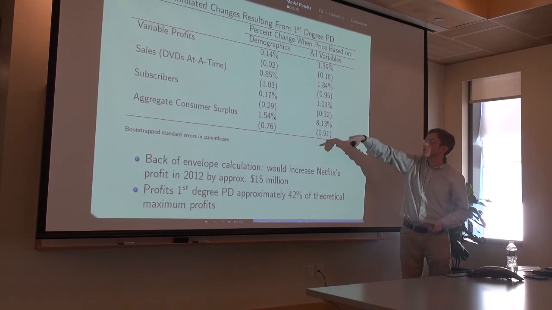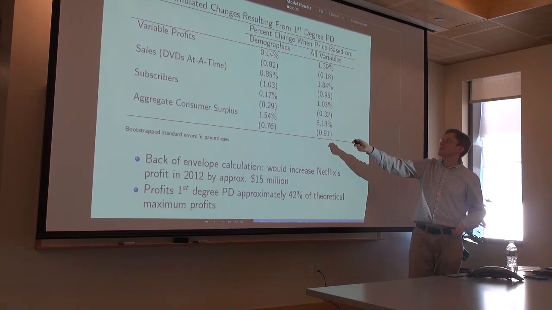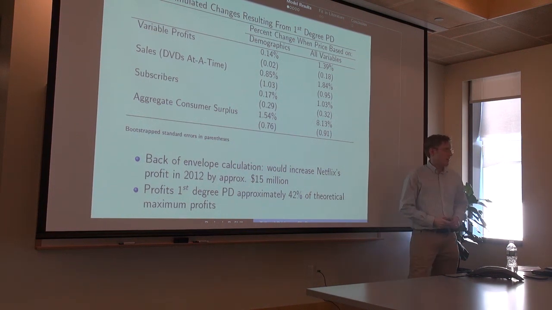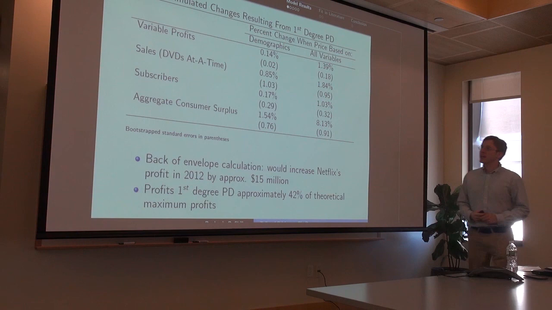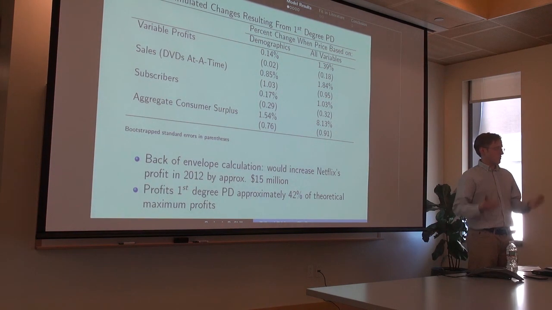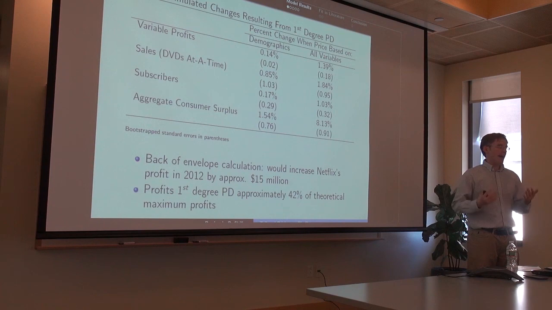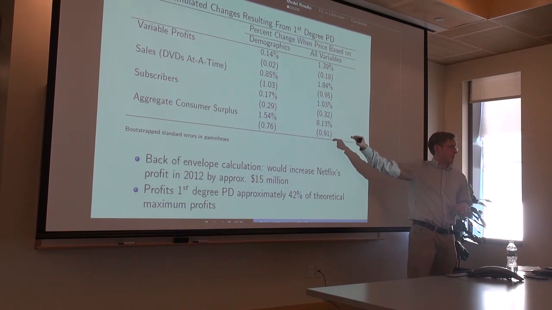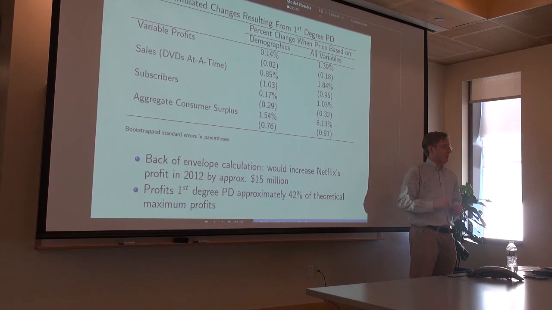As I mentioned before, the increase in profits in first-degree price discrimination goes up quite a bit when you use all variables as opposed to just the demographics. So I also did a back of the envelope calculation. I'm confused there. Is the surplus going up or down? It's going up because the aggregate consumer surplus is going up. On average, only about 16% of people subscribe to Netflix, so most people are unwilling to buy at the price that they were charging. And if you're offering person-specific pricing, the majority of people are going to be getting a discount. And that might help explain that.